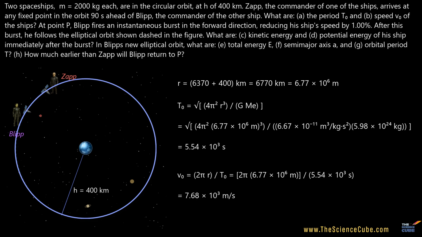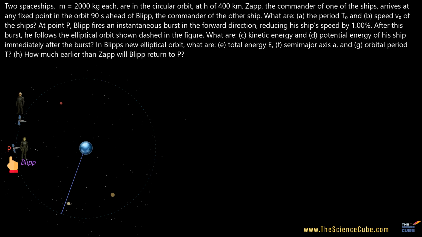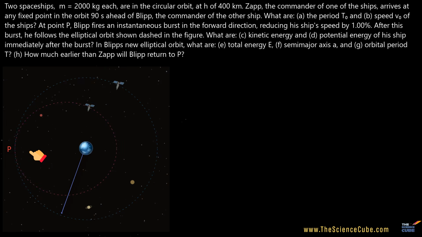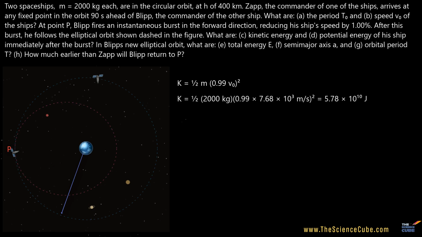For the next question, at point P, Commander Blip fires a burst in the forward direction that reduces his ship's speed by 1%. And post this burst, the spaceship follows the elliptical orbit like this. And we are asked to find the new kinetic energy. So the new kinetic energy would be half m into 99% of V0 squared, which when you calculate equals 5.78 into 10 to the power 10 joules.